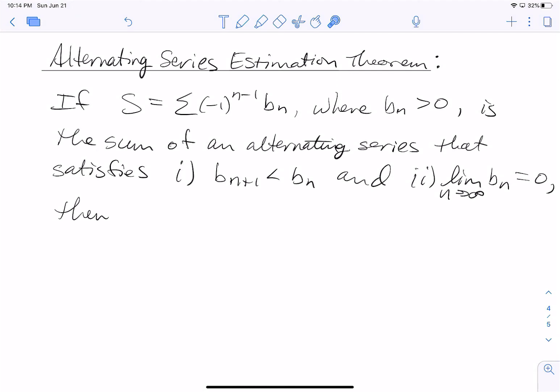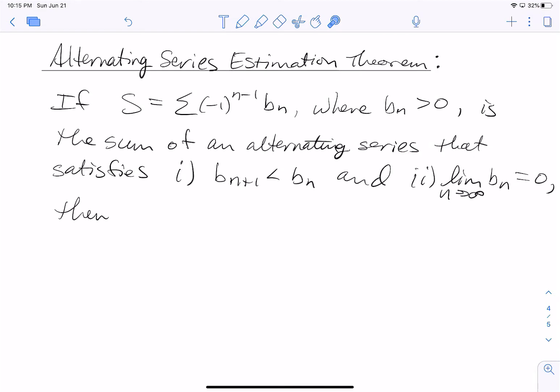Because of how alternating series work, we have a nice way to figure out the remainder or the error if we have computed a partial sum of an alternating series. That way is given to us by the Alternating Series Estimation Theorem, and it says that if S is the sum of a series, the sum from n equals 1 to infinity of (-1)^(n-1) b sub n, where b sub n is greater than 0, and the sum of an alternating series that satisfies the alternating series test.